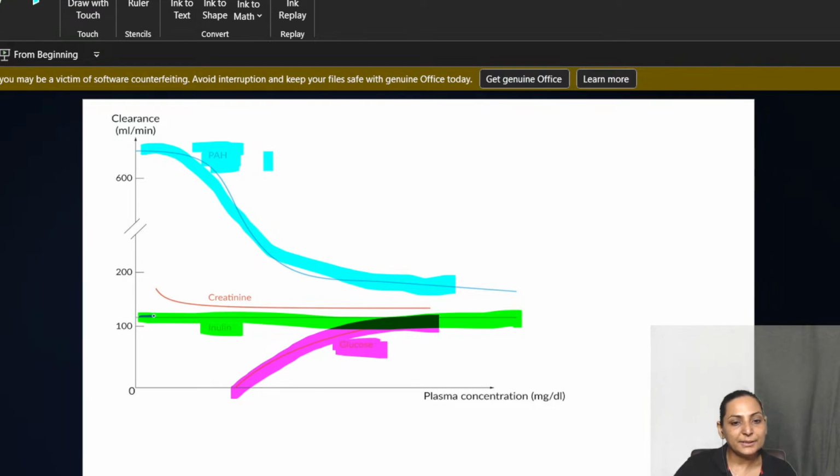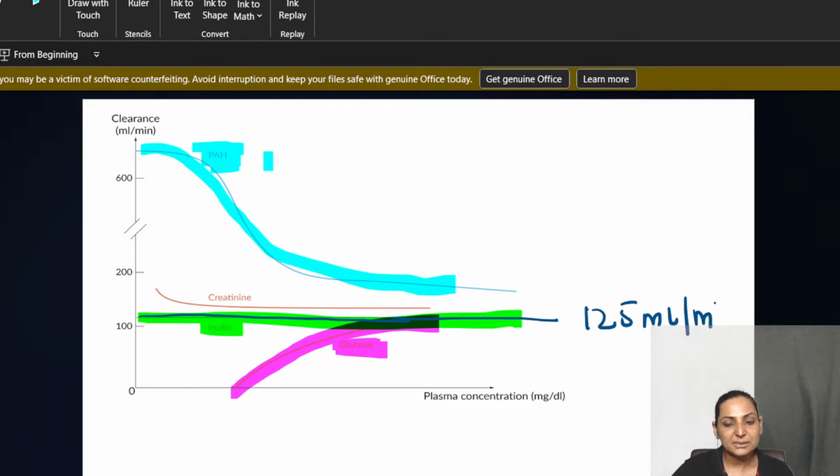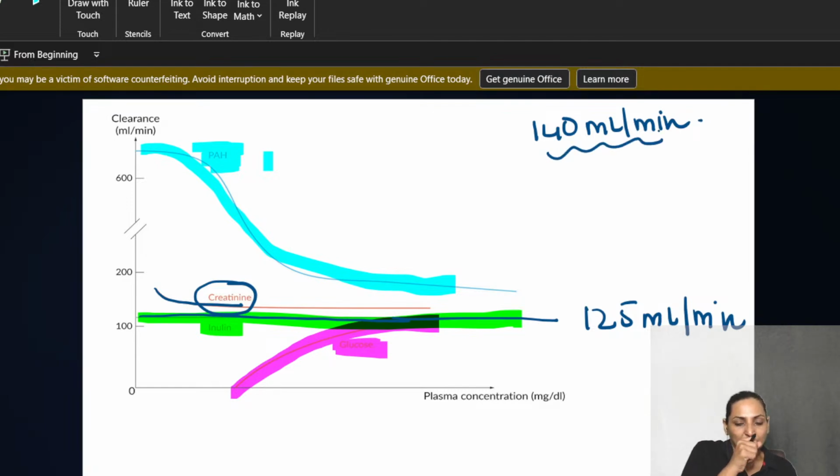Now, inulin has this straight line which is just equal to GFR, that is 125 ml per minute. The reason is that inulin is neither secreted nor reabsorbed, it is only filtered. Therefore, the inulin clearance will be exactly the same as GFR. Slightly more is that of creatinine, because creatinine clearance is 140 ml per minute. The reason is that creatinine is a substance that is secreted.